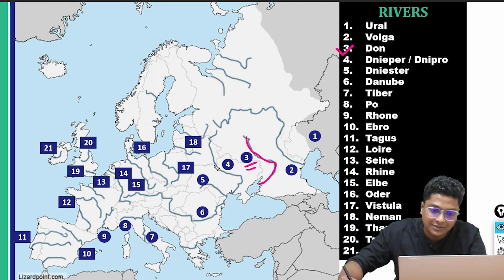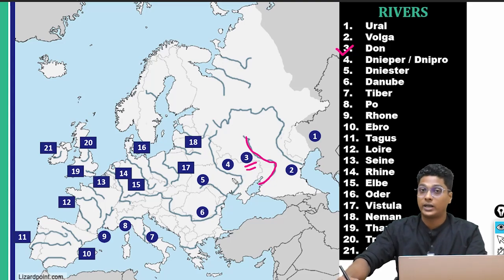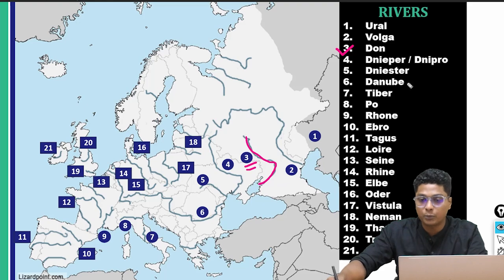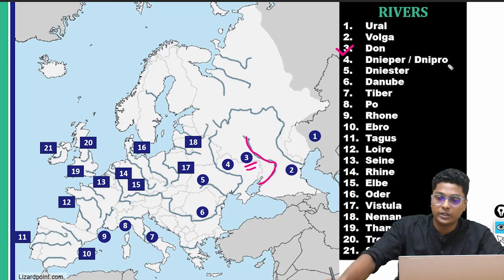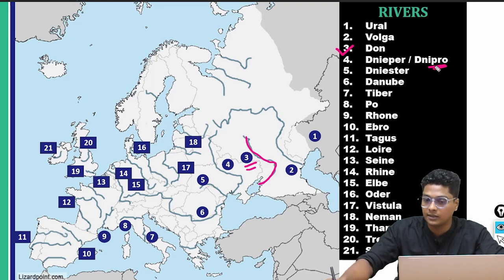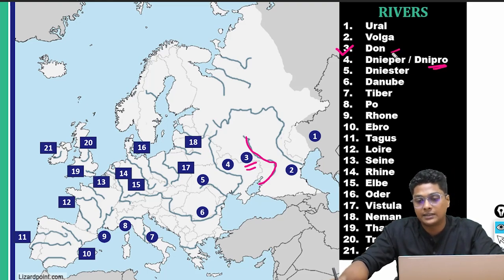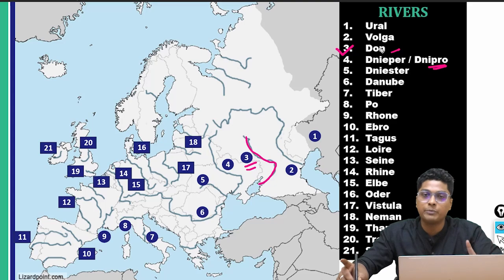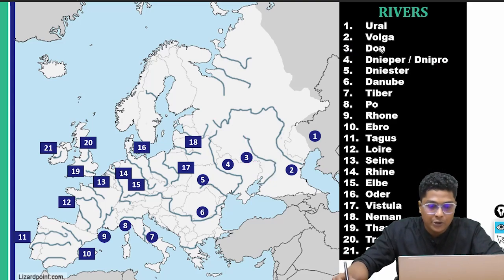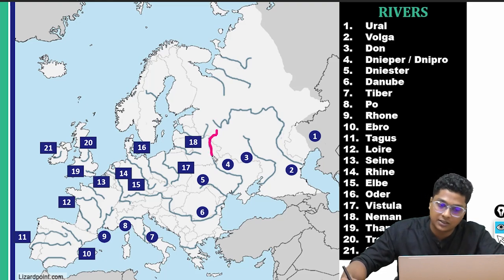Then another one passing through Ukraine, passing through the capital city of Ukraine, Kiev. Which river? Dnipro or Dnieper. A different pronunciation is there for this particular river. So Dnipro is sometimes mentioned in articles like this. Also in the Atlas it is mentioned like this, Dnieper. So both are the same. You can see here this river is originating from Russia. Very important fact. It is originating from Russia, and is passing through Belarus.